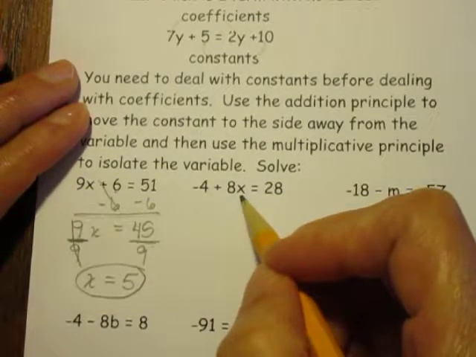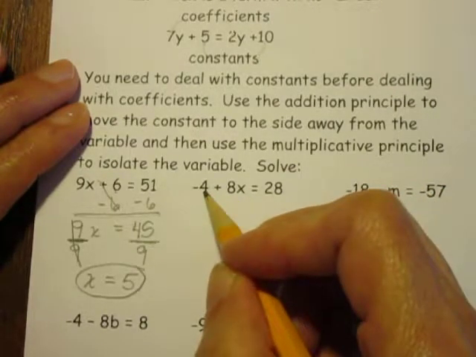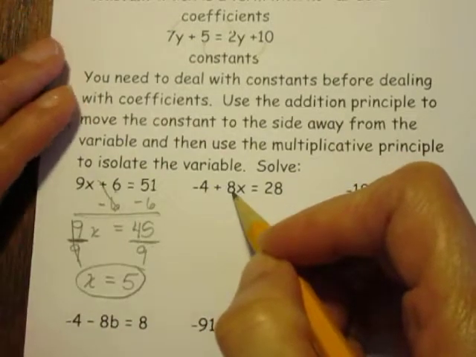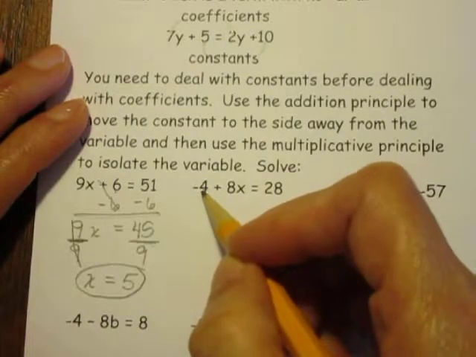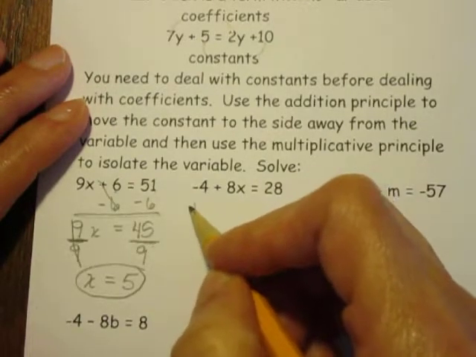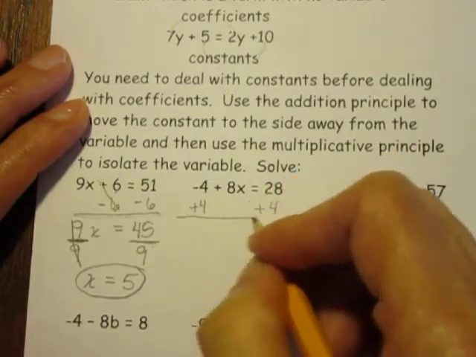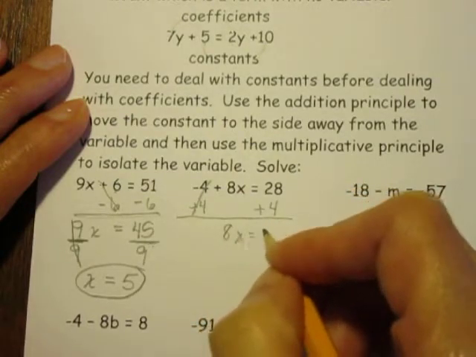My variable is on the left side. 8 is the coefficient. The negative 4 is the constant that is added to the variable term here. I need to get rid of that. The additive inverse of negative 4 is positive 4. So I'm going to add 4 to each side. That eliminates it, and I end up with 8x is equal to 32.